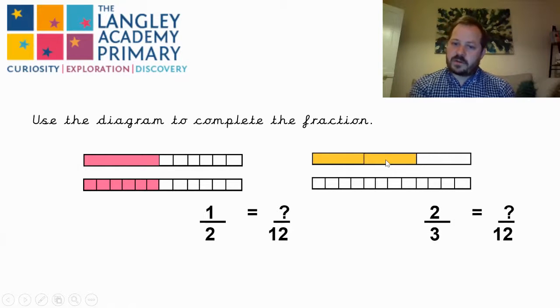The same over here, I've got 2/3 coloured in, so there are 3 parts and 2 of them are coloured in. If I colour in the same amount on the bottom bar, which is cut into 12ths, I can then find out how many 12ths are equivalent. I've got 1, 2, 3, 4, 5, 6, 7, 8. So 8/12 is equivalent to 2/3.